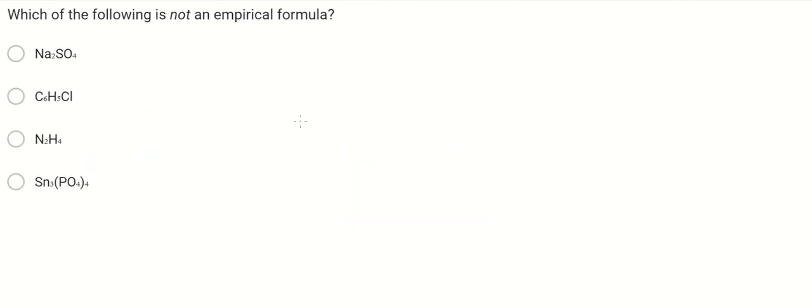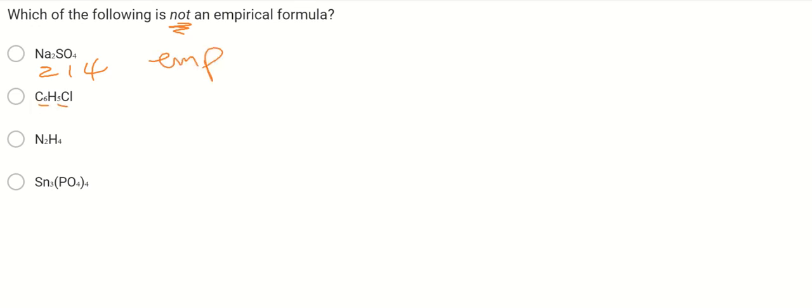These are always a bit tricky because they're asking you for what is not something. All right, empirical formulas are the lowest ratios. There's a 2, there's a 1, there's a 4. That's an empirical formula. You can't reduce that. All right, that is empirical.